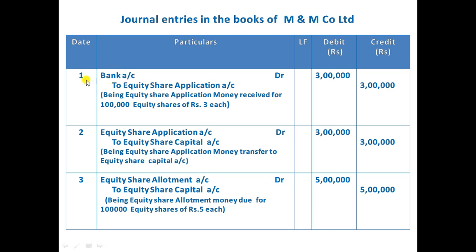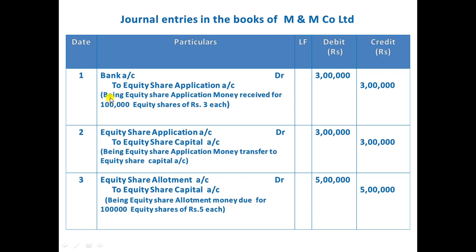Let's see why bank is debited. In accounting we have accounting rules. According to the American approach, bank comes under asset. The asset rule is: when an asset is increasing we need to debit it, and when an asset is decreasing we need to credit it. So when the company is receiving application money from the public, the bank balance is increasing, that's why bank is debited, and the company received application money, that's why equity share application money is credited, 3 lakh rupees.